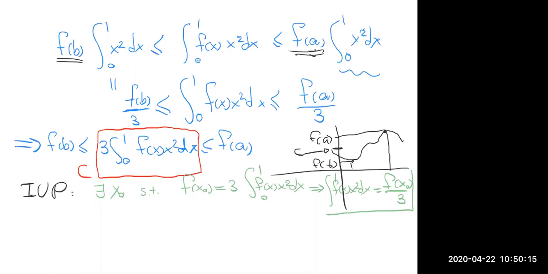We were supposed to prove integral of f of x times x squared equals f of x naught over 3 for some x naught. And that's it. Any question? Okay. That's how we incorporate and involve the intermediate value property in a question which also involves integrals.